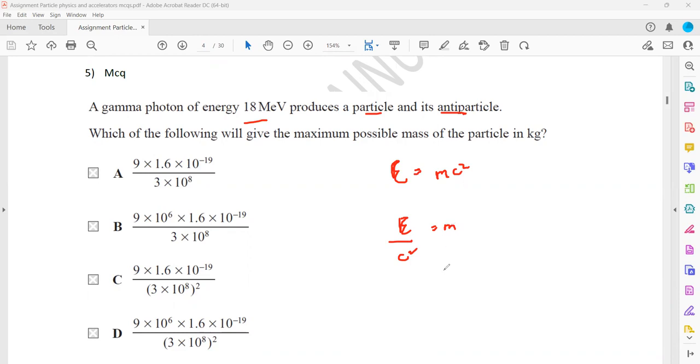So we want to find the maximum, and this is called pair production, where matter and antimatter are produced. First, this is mega electron volt. We have to convert it into joule, because when we substitute in the formula E equals mc square, energy should be in joules. So this will be 18 into 10 to the power 6 electron volt, as mega is 10 power 6.